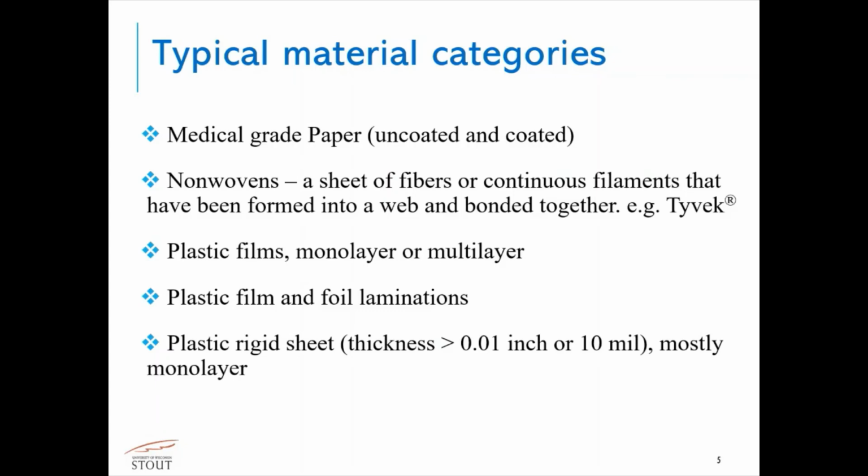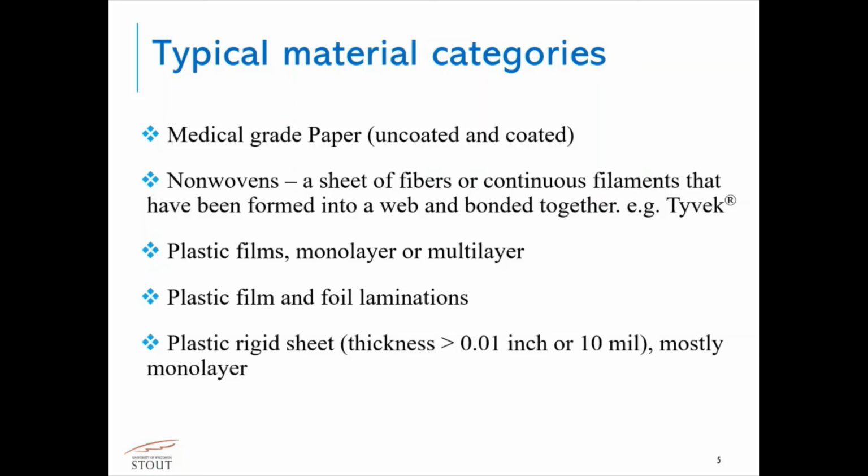Number three is plastic films. The plastic films used in medical packaging can be a single layer, called monolayer, or multilayer structures with multiple plastics laminated together to achieve the required properties. The fourth is plastic film with foil in the laminations. It's also a multilayer structure, but with foil. Later on we'll talk about why the foil is added to that multilayer structure and what unique properties it provides. And the last is plastic rigid sheet.